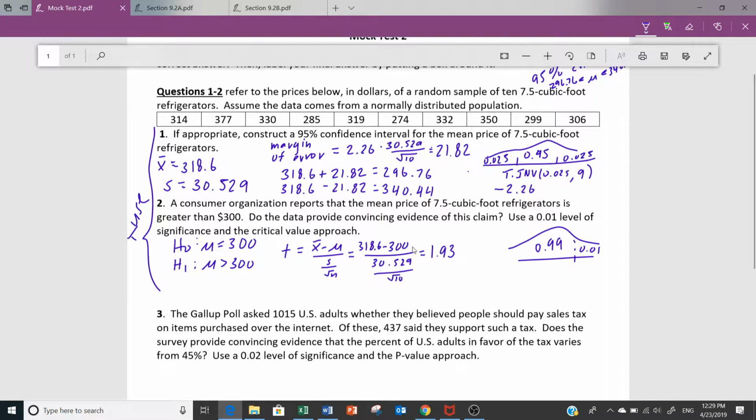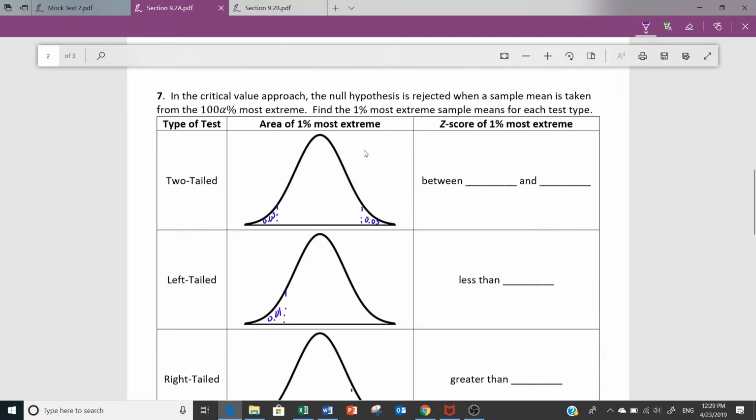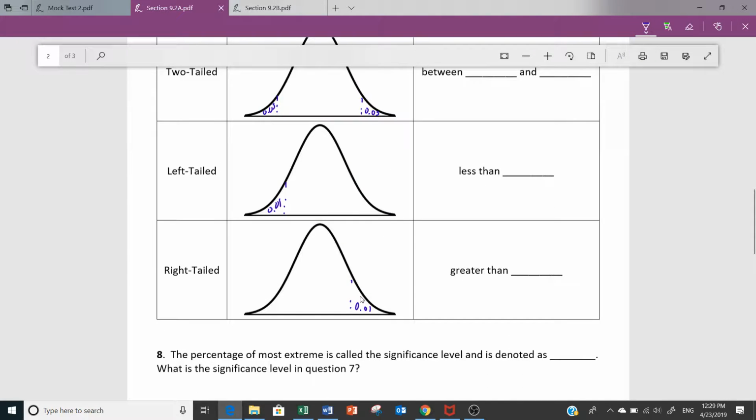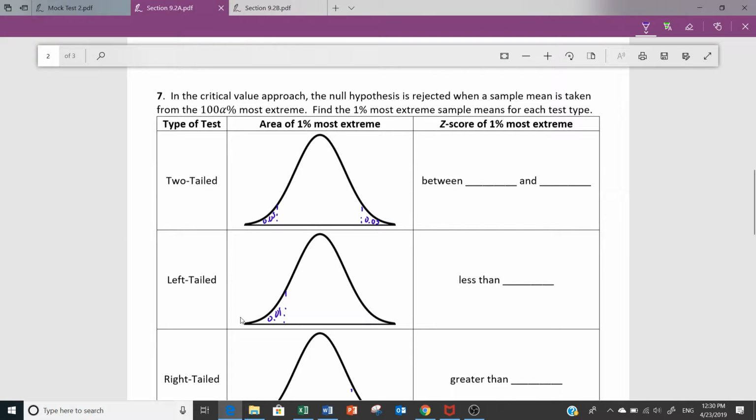This page, that's why I'm letting you use these 2 pages, because you can see when it's a right-tailed test, the extreme values go on this side. When it's left-tailed, that's when you put it on this side, and when it's two-tailed, you split it in half. You have half on both.